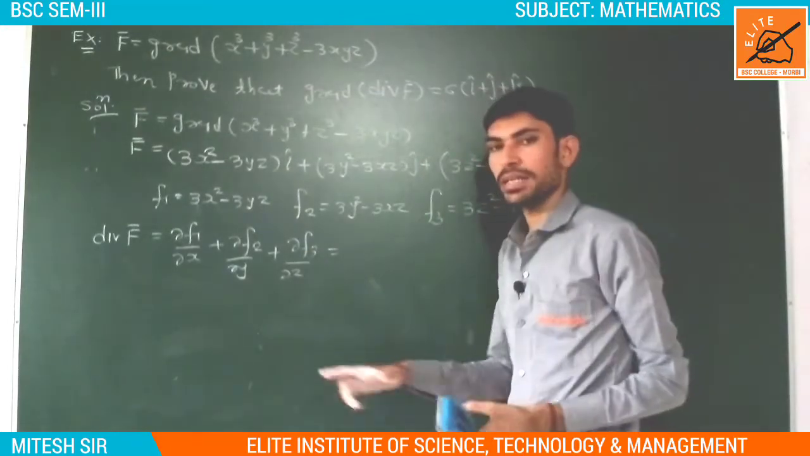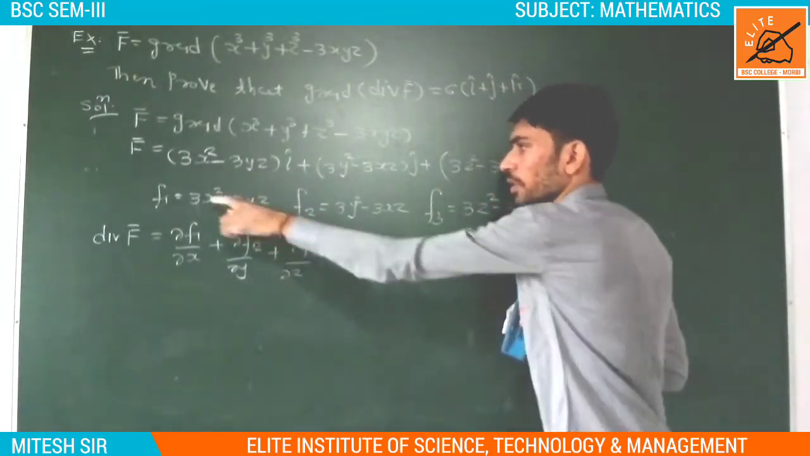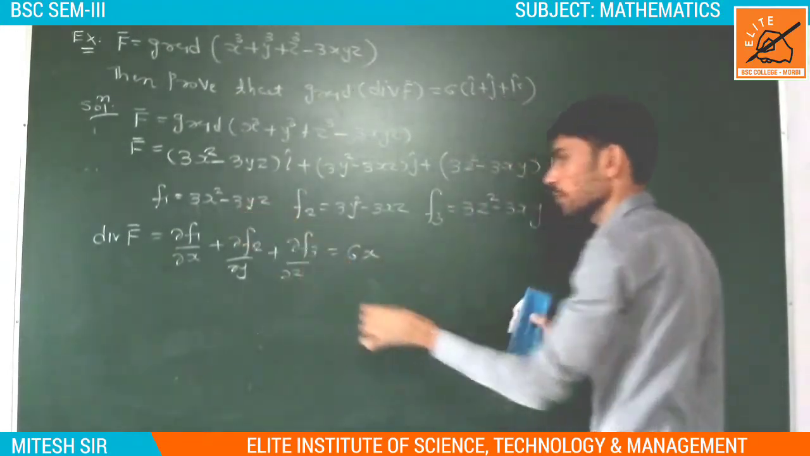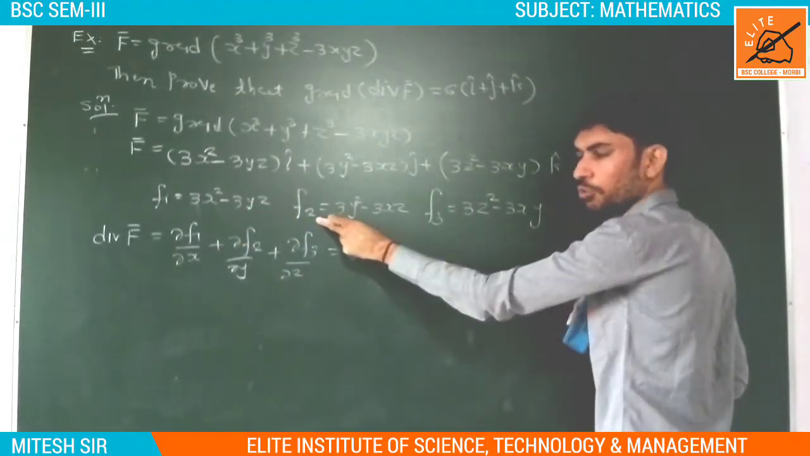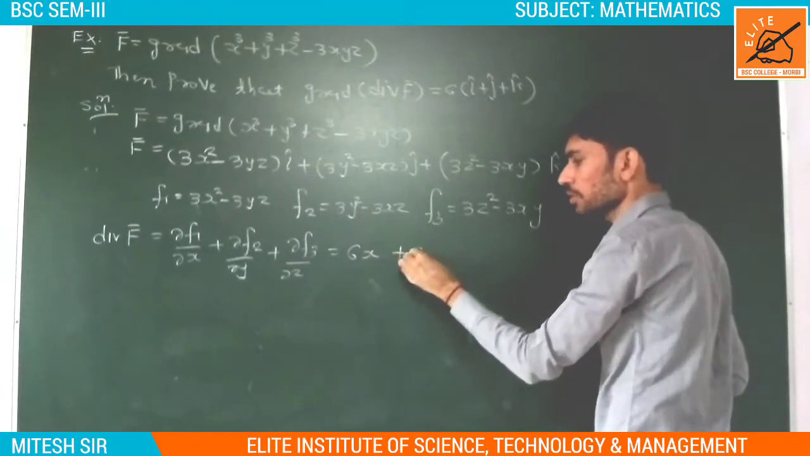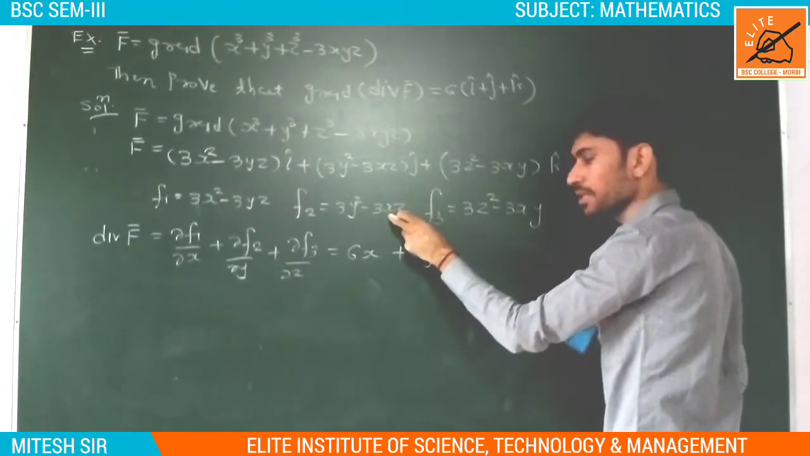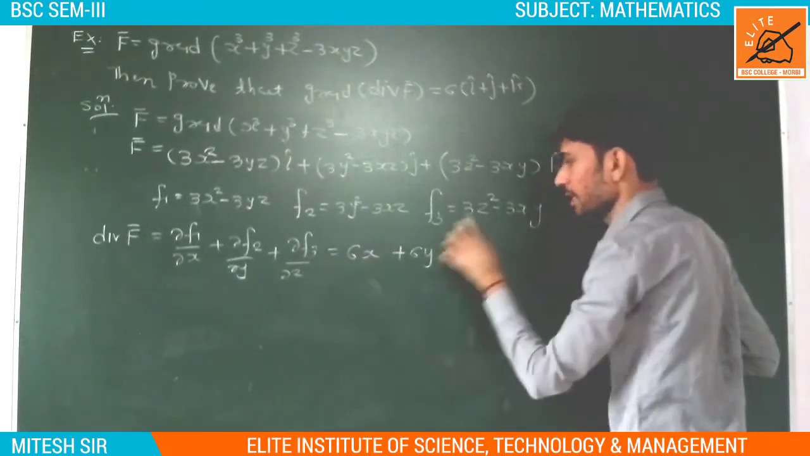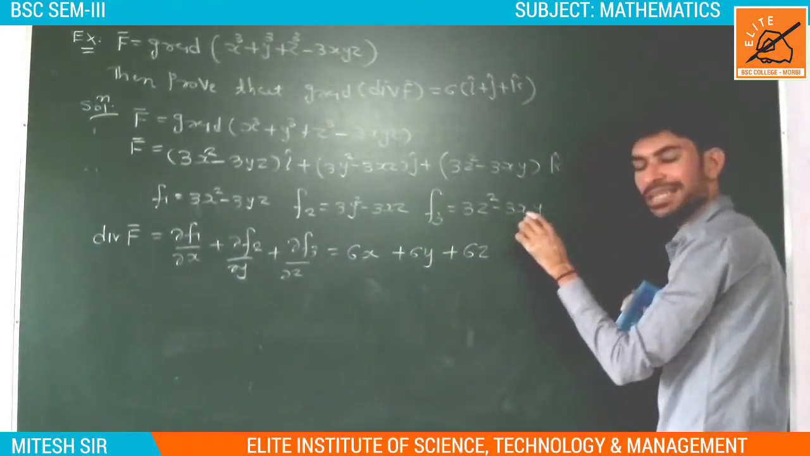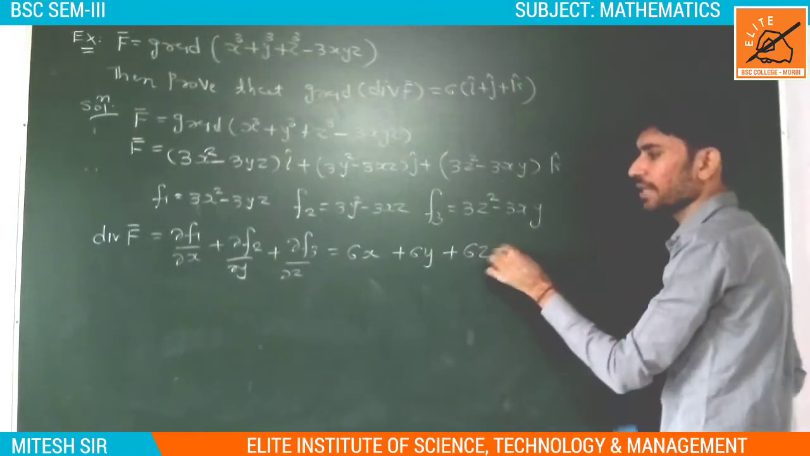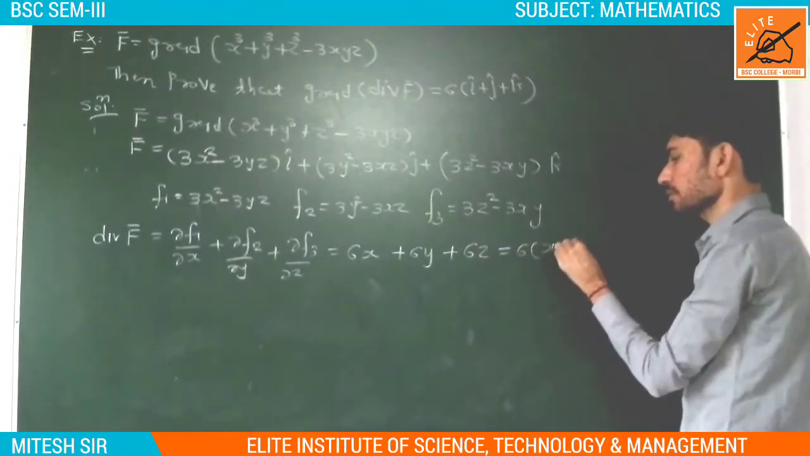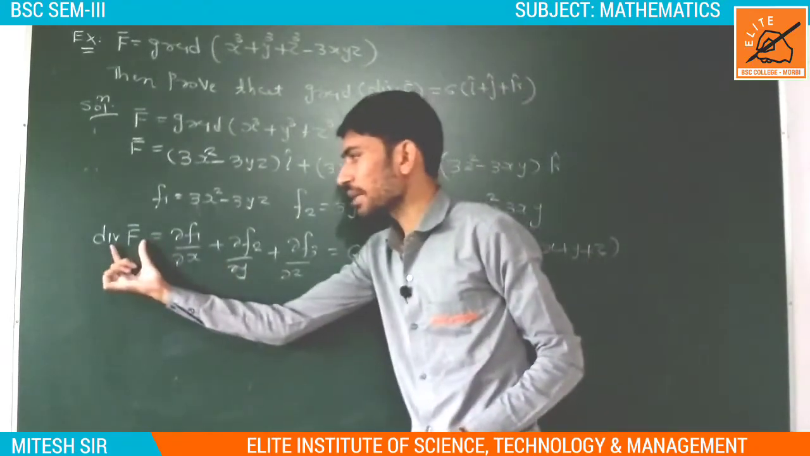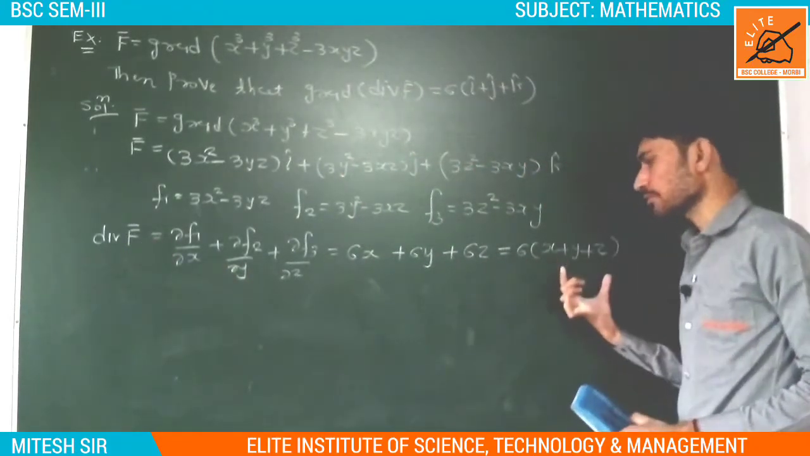So here we are doing the partial derivative of f1 with respect to x. So 3x square gives 6x, and minus 3yz is a constant, so here it is 0, plus f2 with respect to y, so 6y, and minus 3xz gives 0, plus 3z square with respect to z becomes 6z, and minus 3xy gives 0. So here we get the answer 6 into x plus y plus z. Now we have got divergence f bar as 6 into x plus y plus z.